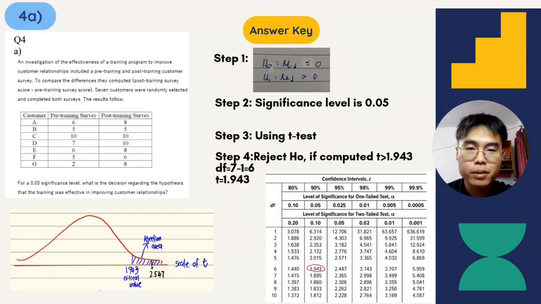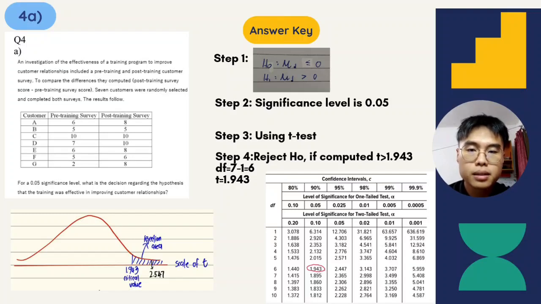Now I will discuss question 4, part A. The question wants us to find the decision regarding the hypothesis that the training was effective in improving customer relationship, given the above information and the significance level 0.05. Because the sample is dependent, we have to use the 5 steps of hypothesis testing for dependent samples.